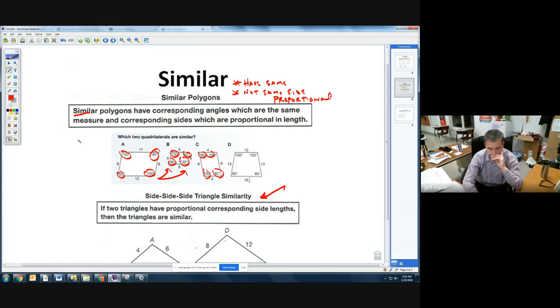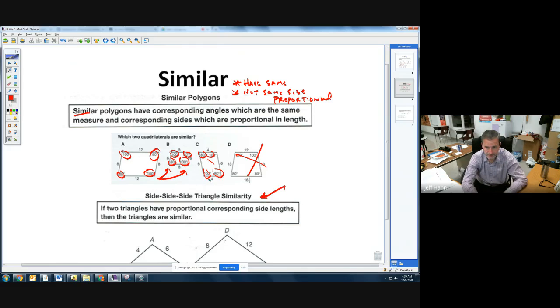This one over here also has two 80s and two 100s, but they are not in the same places. They need to be. Notice how these are diagonal and those are not. So this would not be a similar shape. And the other thing you need to realize, for things to be similar, their sides have to be proportional.